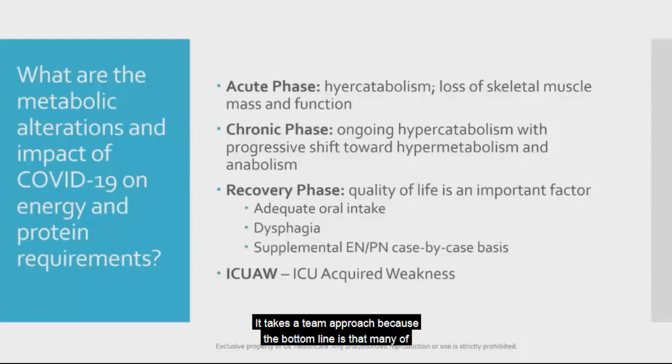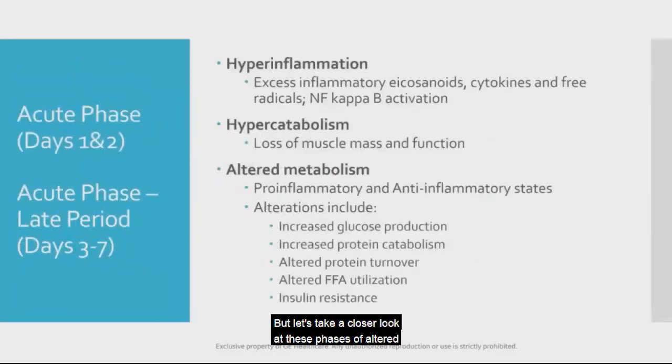It takes a team approach because the bottom line is that many of these patients with long ICU stays end up with ICU-acquired weakness. And we need to continue to attune ourselves and address their needs long after the ICU course is over. But let's take a closer look at these phases of altered metabolism in critical illness. With the acute phase, these are not finite numeric values, they're themes. So the acute phase being days 1 to 2 may be slightly shorter or longer, but it's brief.